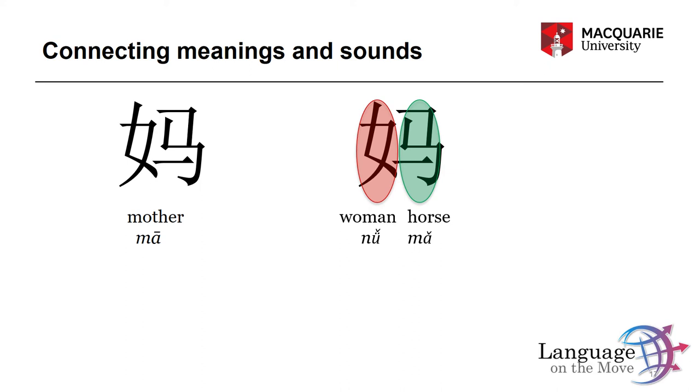Now, you would wonder why the sign woman horse becomes the sign for mother. Doesn't make sense. There is really no connection between a mother and a horse, is there? Well, no, there isn't, if you only look at the meaning. However, look at the pronunciation. The pronunciation of horse, ma, is, with the difference in tone, the same as the pronunciation for the word mother. So what the character actually tells us is that this is a woman that is pronounced like the word for horse.